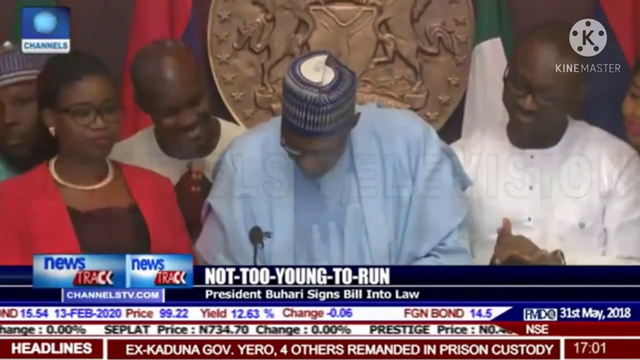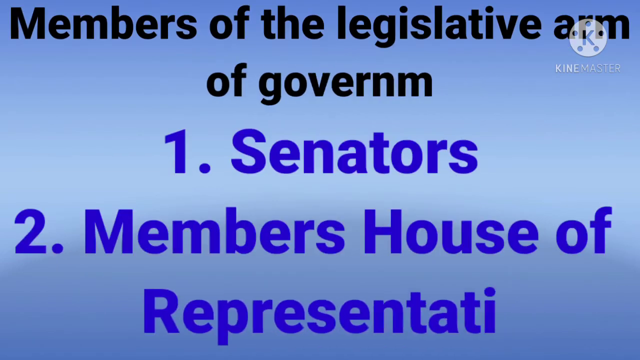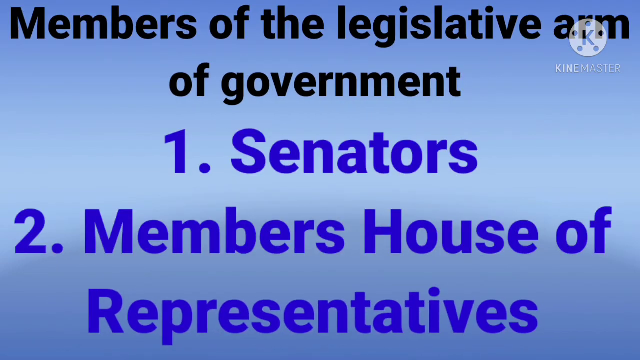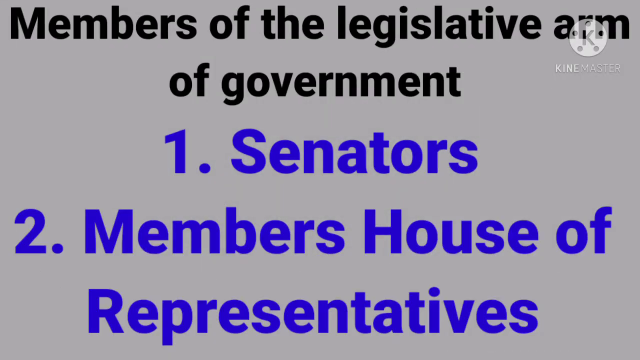So the National Assembly makes laws that these executives must follow to run the government peacefully. Now we are looking at the legislature, or you call it the legislative arm of government. What comprises the legislature? The members of the legislative arm of government include senators of the Federal Republic of Nigeria and the members of the House of Representatives. So we have two chambers.